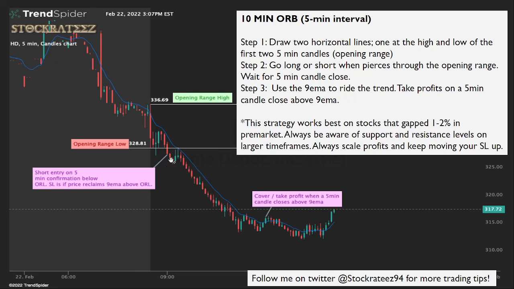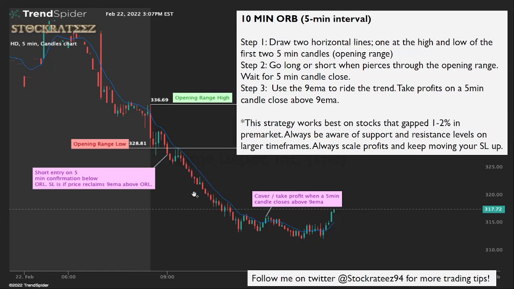And our stop loss would be somewhere maybe in the middle here, or if it ever reclaimed the 9 EMA. The great thing about the 9 EMA is it measures the strength of the trend. The strength of the trend right here is pretty strong. So we're good to hold as long as the 9 EMA holds. When a 5-minute candle closes above the 9 EMA, we can exit our positions.